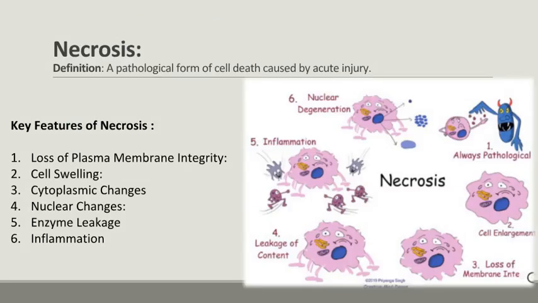Key features of necrosis. Loss of plasma membrane integrity. Leads to leakage of cellular contents and inflammation. Cell swelling. Due to loss of osmotic control, resulting in damage to organelles. Cytoplasmic changes. Eosinophilic staining due to protein denaturation. Nuclear changes. Pyknosis, condensation; karyorrhexis, fragmentation; and karyolysis, dissolution. Enzyme leakage. Digestive enzymes are released, further damaging tissue.